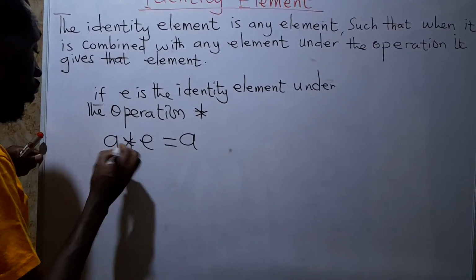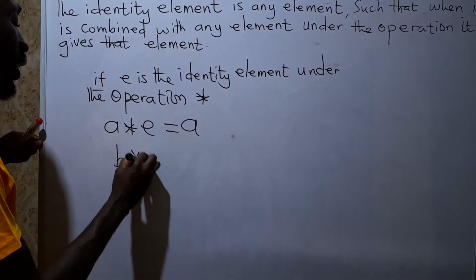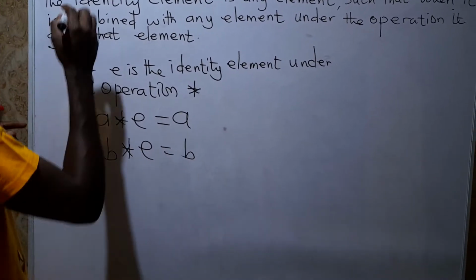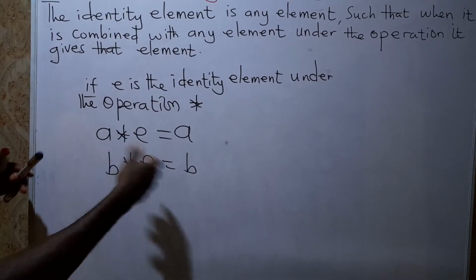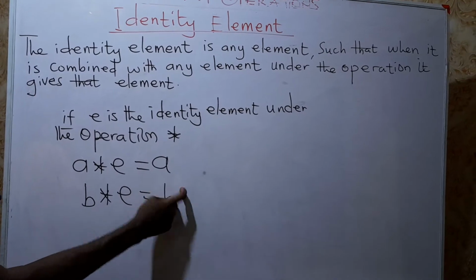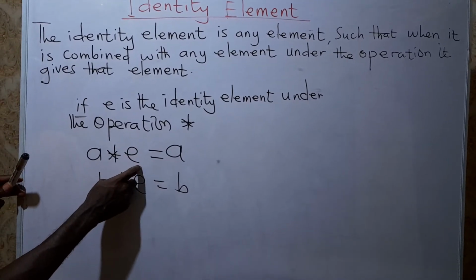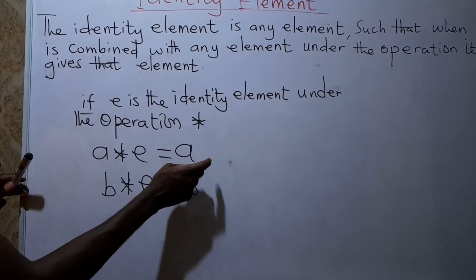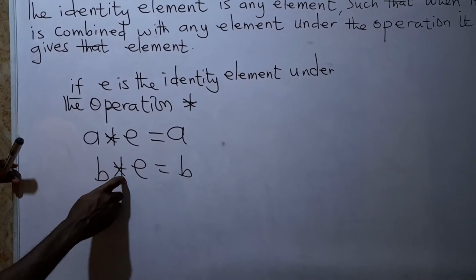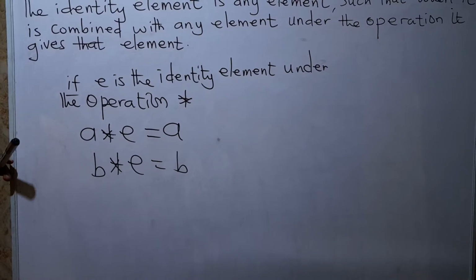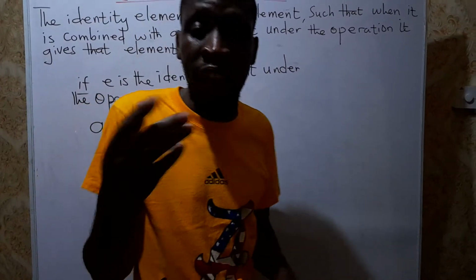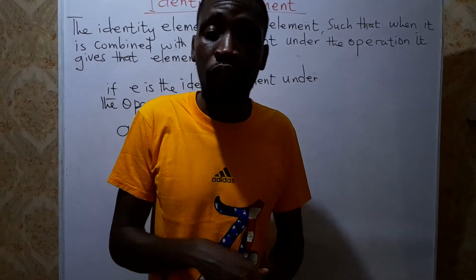So if it is combined with B, then we can say B star E is equal to B. That's why we said the identity element is any element that, when it is combined with any other element under the operation, will give that element. So if E is the identity element and it is combined with A, it will give A. If E is combined with B under the operation, it will give B. Now we'll take some sample questions and see how we can find the identity element defined on a specific operation.